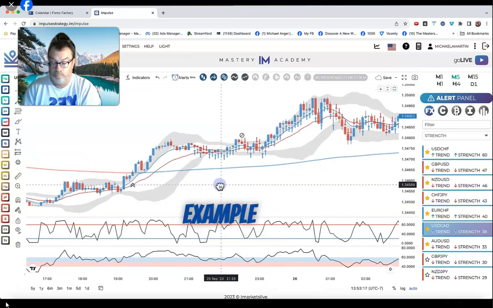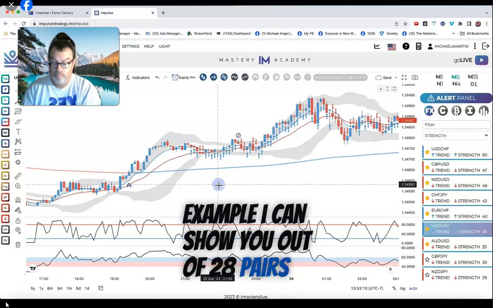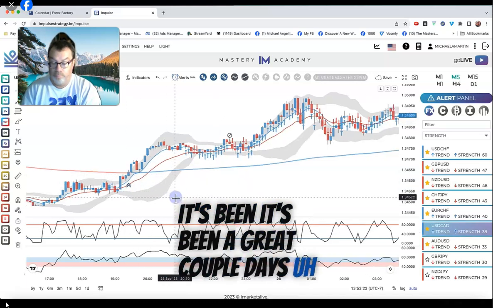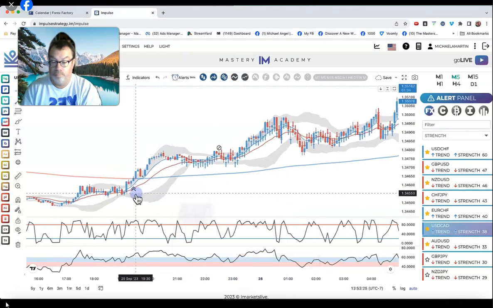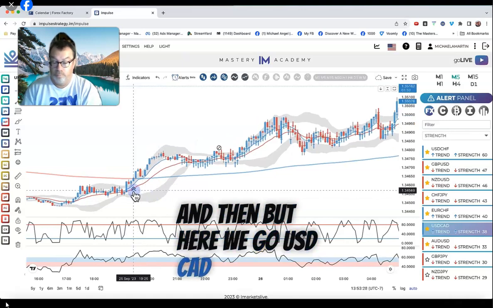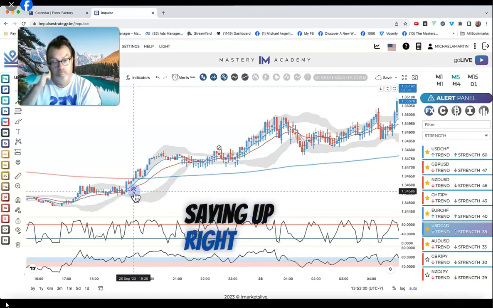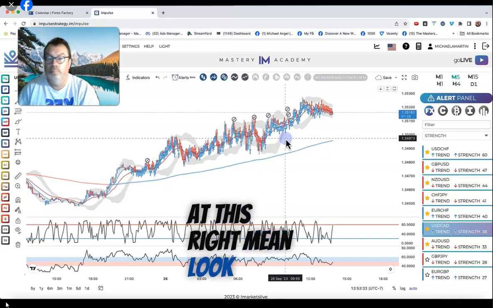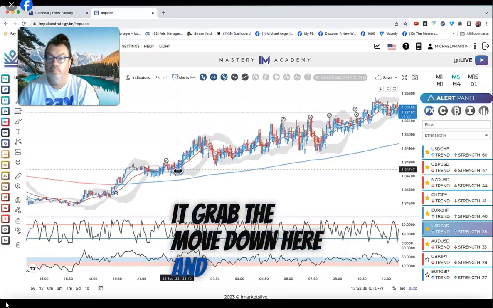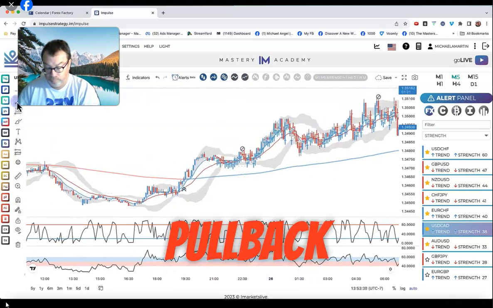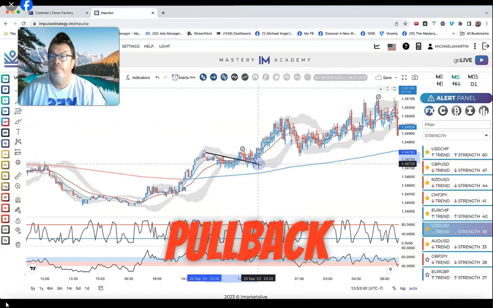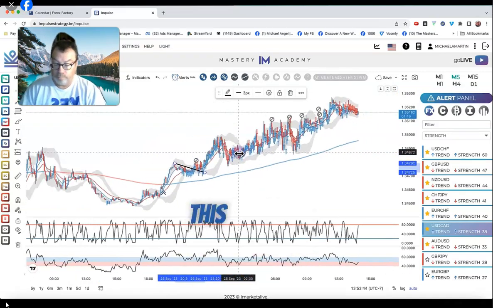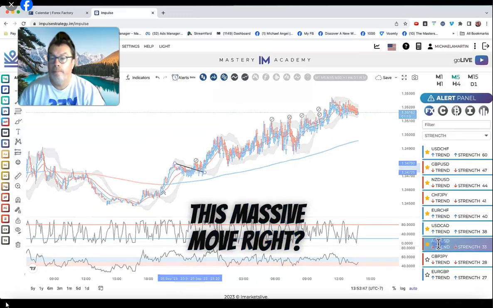All right. USD CAD. In fact, I don't even have an example I can show you out of 28 pairs where it didn't work out. It's been a great couple of days, but again, it'll get it wrong now and then. But here we go, USD CAD signal staying up, right? What happens? Look at this, right? It grabbed the move down here, and then what are you doing? You're waiting for that pullback, right? Right here we get a pullback, get that candle going up, and you're in on this massive move, right?